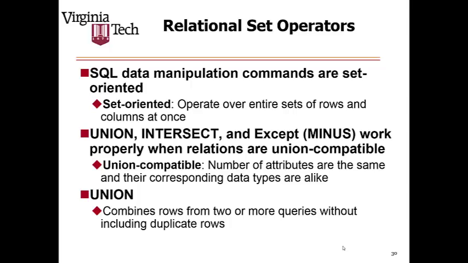And union compatibility means that the two queries that you're going to union the results together from, query 1 and query 2, have to have the exact same number of attributes, and each of the attributes has to be the same data type. If the first attribute in the first query is number 10, then the first attribute in the second query has to be number 10, and then matching as you go on.